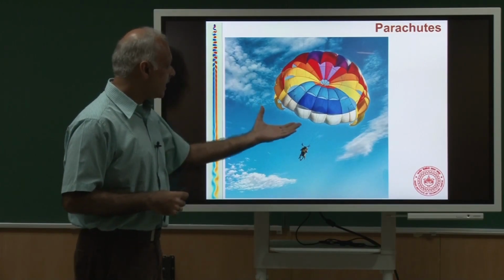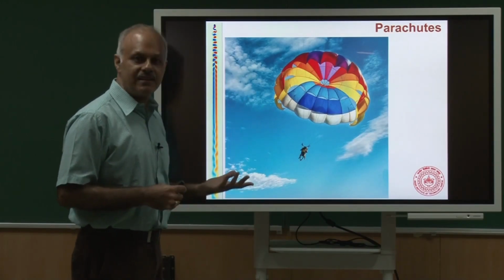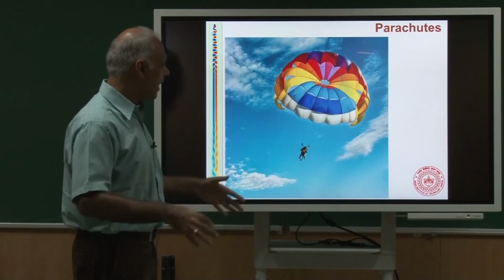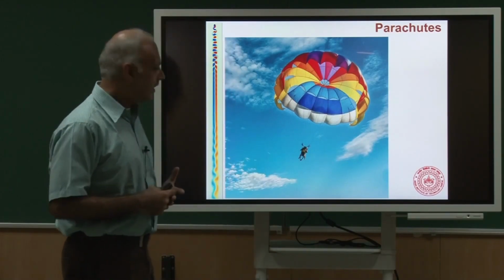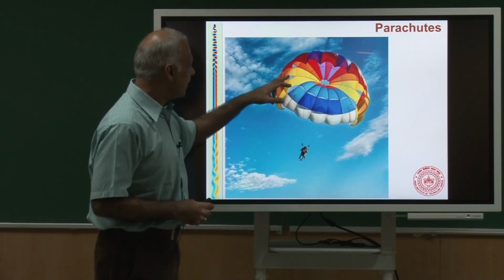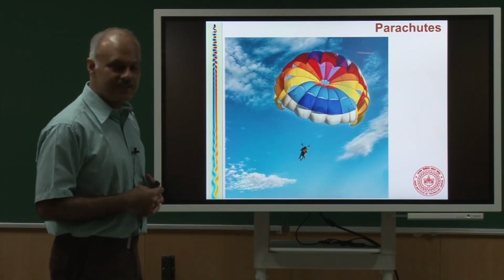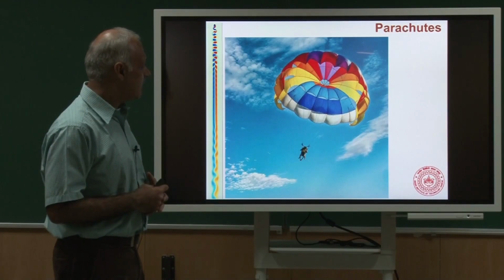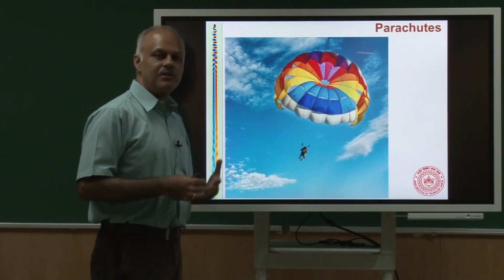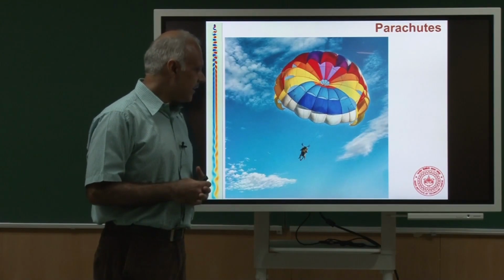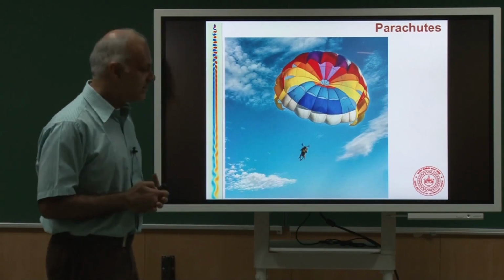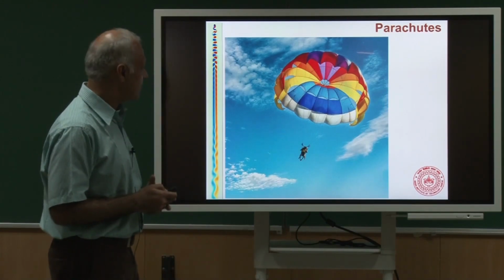But you would also like that these lines should not tangle, because if this guy is falling down and this parachute is spinning, that is no good. So, you would like a stable parachute. So, you can see there are some hole-like structures which are given in this parachute. So, again that requires an absolutely nice understanding of the fluid mechanics, or as you would say, the aerodynamics.